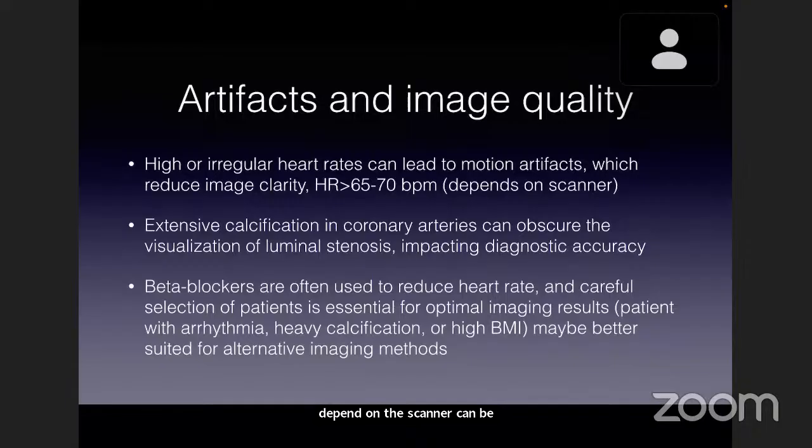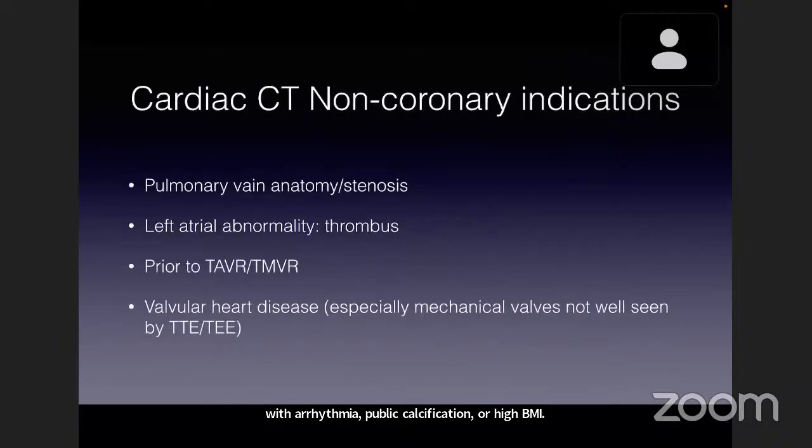Extensive calcification in the coronary arteries can obscure the visualization of luminal stenosis, impacting diagnostic accuracy. Beta blockers are often used to reduce heart rate, and careful patient selection is essential. Patients with arrhythmia, heavy calcification, or high BMI may be better served by an alternative study.